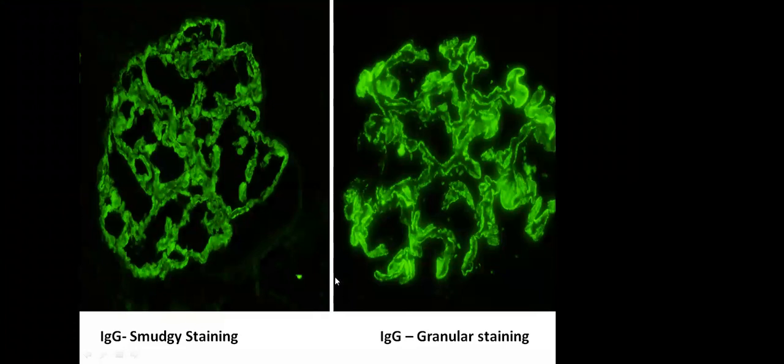So IgG granular staining is like a classical membranous, and the present case is not showing granular staining. It is showing a very smudgy kind of staining. You can compare it because in granular staining you find dot-like structures along the capillary loops, but here you are not finding those kinds of dots. You are finding some kind of non-specific staining. But yes, IgG is there. It is not that IgG is absent.